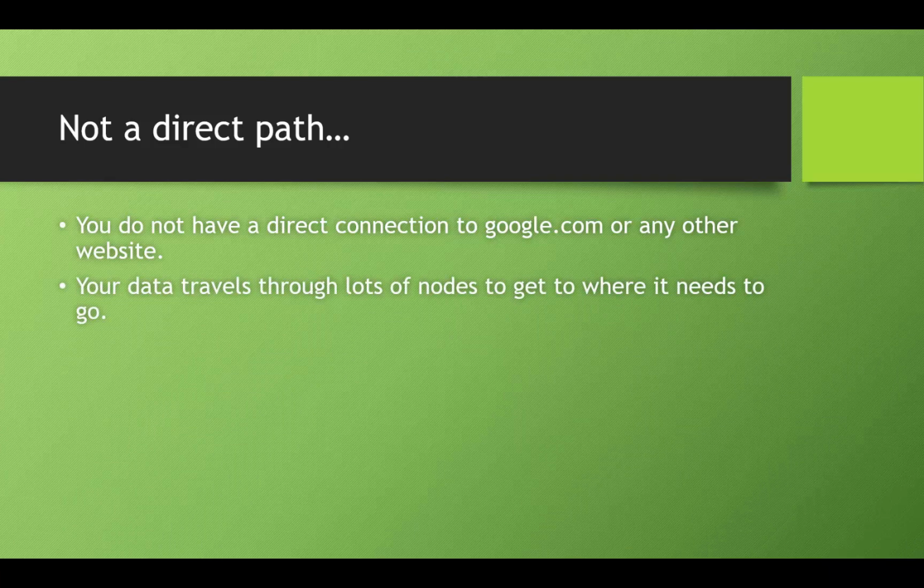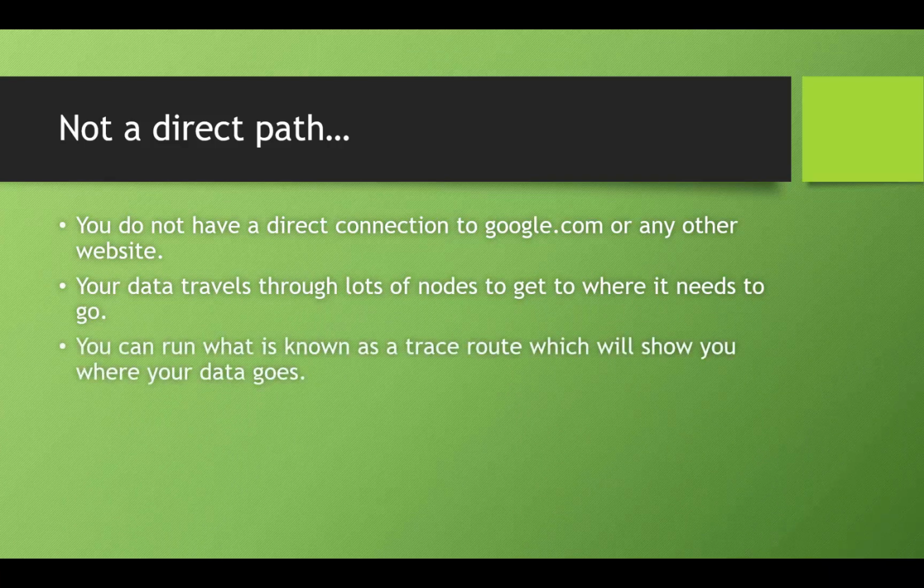Now, your data travels through lots of nodes to get to where it needs to go. You can run what is known as a trace route, which will show you where your data actually goes as you go to a website. So let's take a look at how to do that now so you can actually see where your information is left as you traverse to various websites and be impressed by how quickly it happens. Let's run a trace route now for google.com.